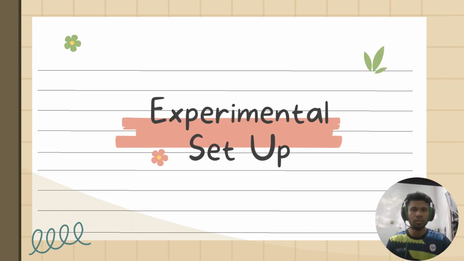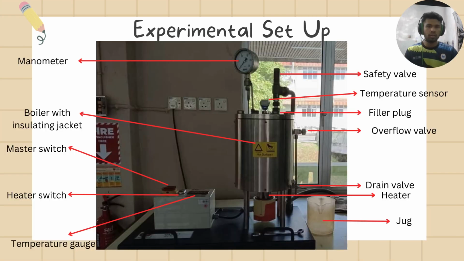Okay, let's continue with the experimental setup. First is the jug, then heater, drain valve, overflow valve, filler plug, temperature sensor, safety valve, manometer, boiler with insulating jacket, master switch, heater switch, and temperature gauge.